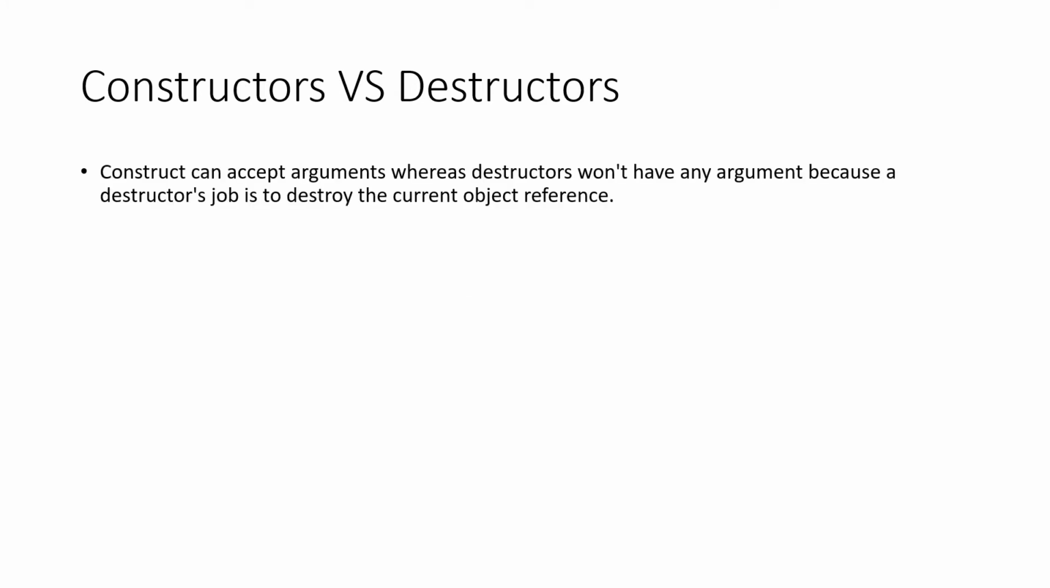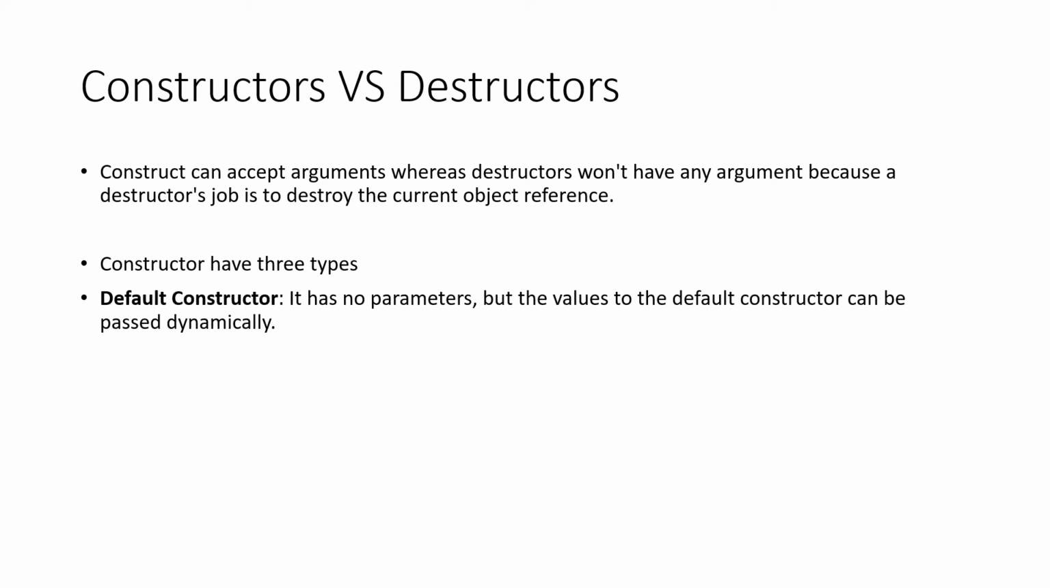Constructors can accept arguments. First we will talk about the constructors in detail, and then the destructors. A constructor can accept arguments, whereas a destructor does not have any argument, because a destructor's job is to destroy the current object reference.